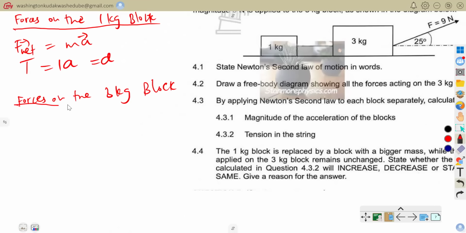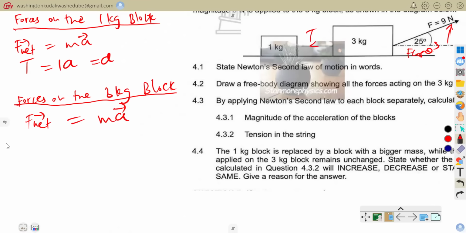So the forces that are acting on the 3 kg block would have our Newton's second law giving us what? Mass times acceleration there. Now, F net, what are the forces that are acting here on the horizontal plane? We have got this force, so it would have its vertical component and its horizontal component. Its horizontal component would be F cos theta there. So we have got F cos theta, and then we have got this tension T.